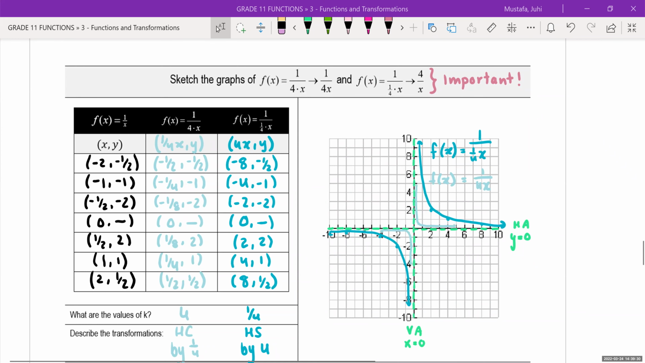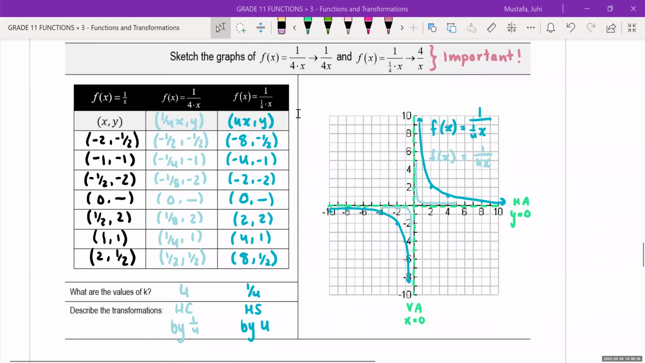Just like before, if I have a 4 with the x, that means I am going to be multiplying my x values with a quarter. If I have a quarter with the x, I'm going to be multiplying my x values with the 4. And that's what the graph looks like.